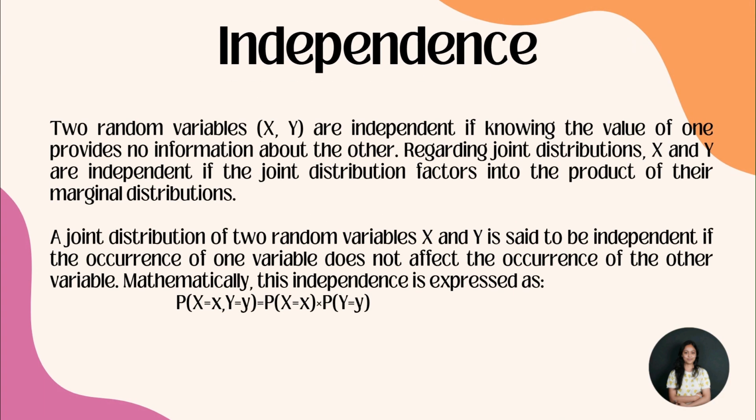So here comes independence. If two random variables are independent, knowing one does not affect the probability of the other. For example, the outcome of rolling a die does not affect the outcome of flipping a coin. But a student's math score might affect their physics score, meaning these variables are not independent. So, two random variables X and Y are independent if knowing the value of one provides no information about the other. Regarding joint distribution, X and Y are independent if the joint distribution factors into the product of their marginal distributions.